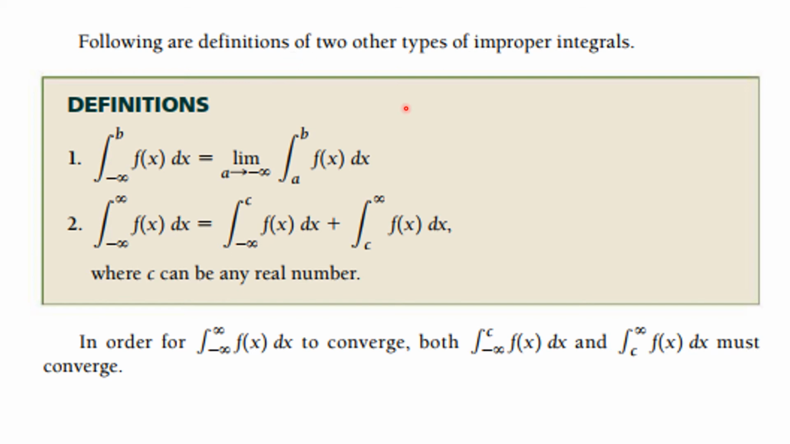Now there are other kinds of improper integrals. Here are two other types. If we were to go from minus infinity to b, that would be the limit as a goes to minus infinity of this definite integral. Similarly, the integral from minus infinity to infinity of f of x dx is going to be the integral from minus infinity to c, plus the integral from c to infinity, where c could be any real number. And in order for this one to converge, both of these integrals must converge.